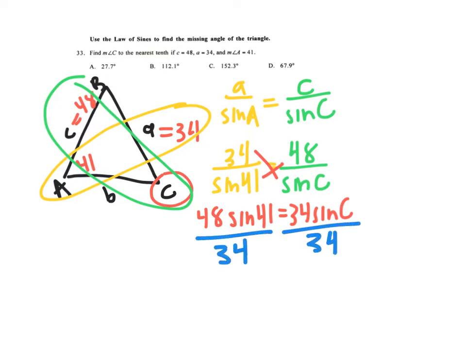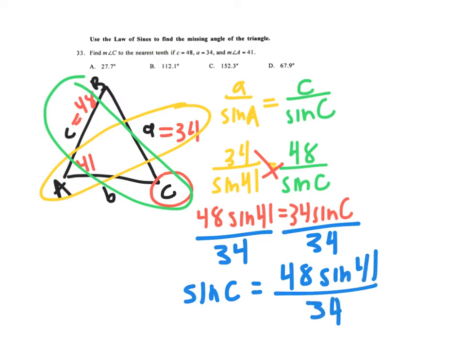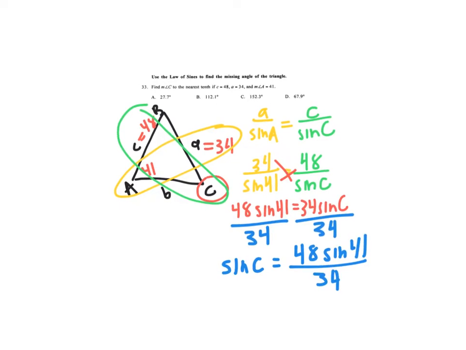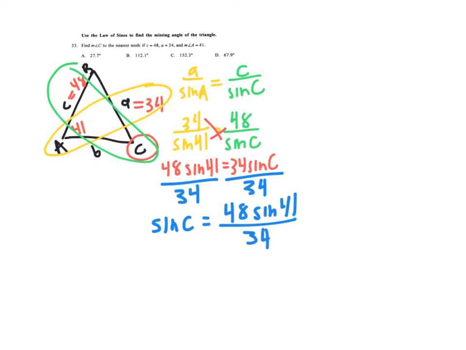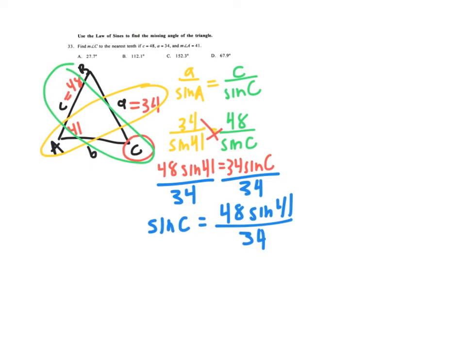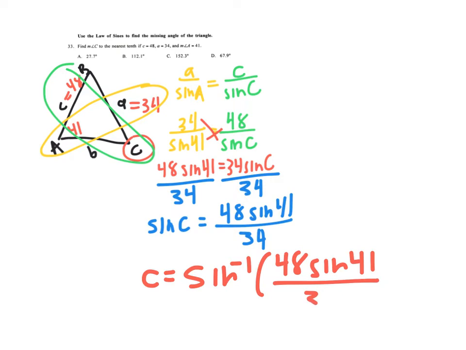When I do that, I'm left with sine of C equals 48 sine of 41 divided by 34. And we need to undo our sine because we need to get C by itself. So to do that, we're going to do the inverse sine. So we're going to do C equals sine negative 1 of 48 sine 41 all divided by 34.